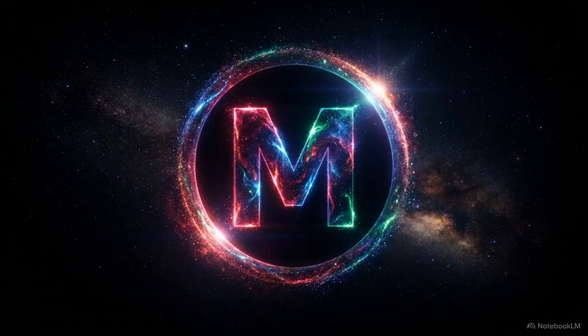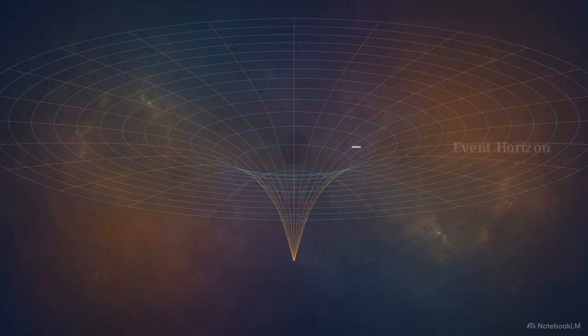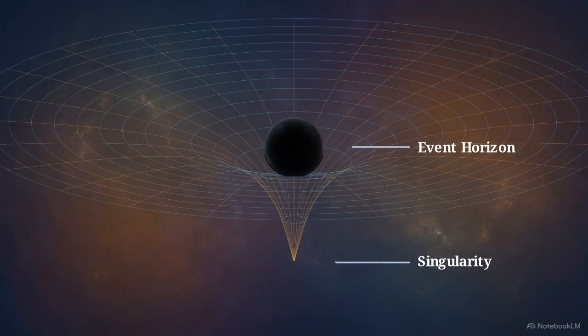mass, or m. In the Schwarzschild solution, mass warps the metric to create an event horizon, a point of no return, and a single central singularity of infinite density.